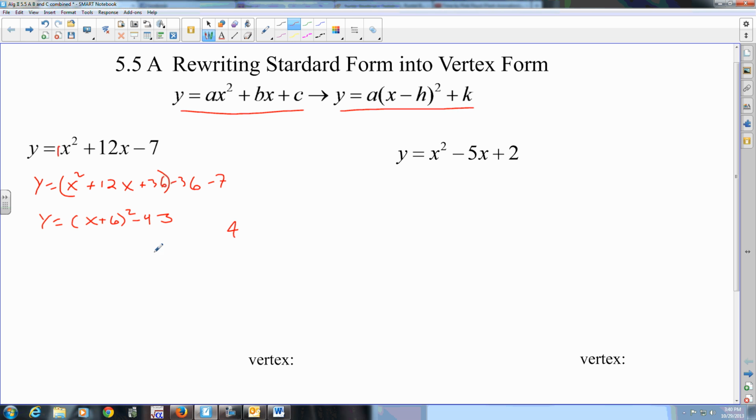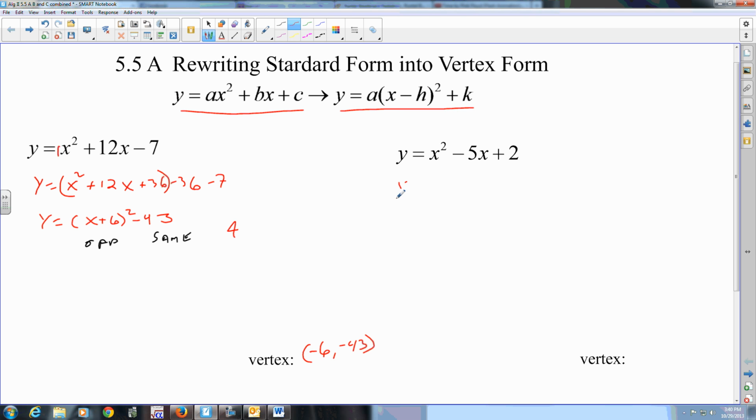Okay, here we go. Oh, so the vertex. I digress. Negative 6, negative 43. Remember, you're going to read this one opposite and this one the same. Okay?